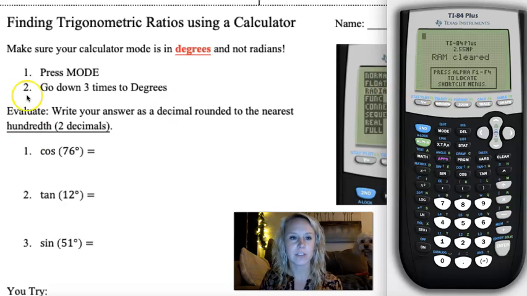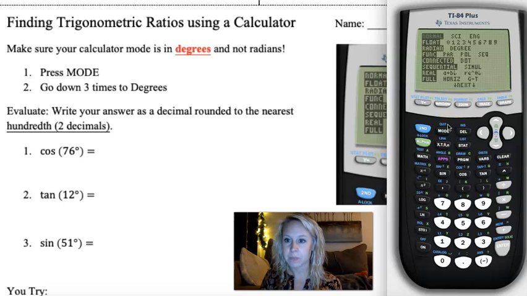Okay, so the first thing we have to do is make sure our calculator is in degree mode. To do that, you're going to hit the mode button right here. So everyone click the mode button, okay? Then you're going to go down 3 times to degree. So here is the degree mode. You're going to go down 1, 2, and then go to the right, 1, and then hit enter. That will turn your calculator into degree mode, which is what we have to do for the rest of this year, okay? Now my degree mode is highlighted, so I'm good.